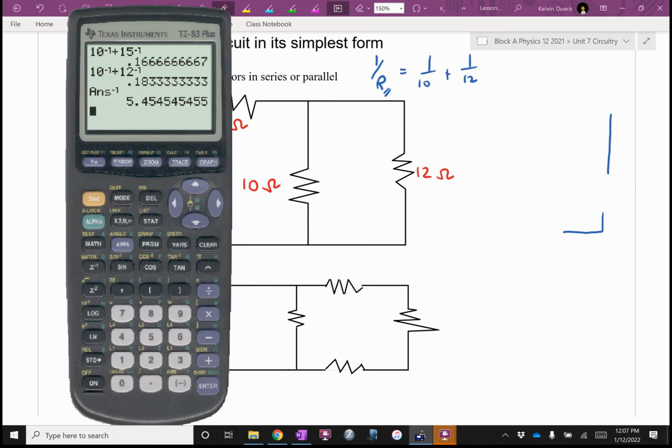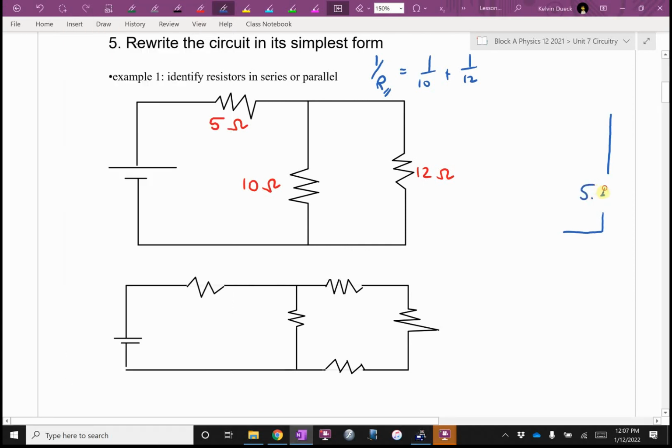So yeah, we're using our reciprocal button because it's less work than writing 1 over plus 1 over plus 1 over plus 1 over equals 1 over answer. Got a lovely reciprocal button. So I know that this is 5.45. I'll even stick the repeating ohms. And here I have 5 ohms.